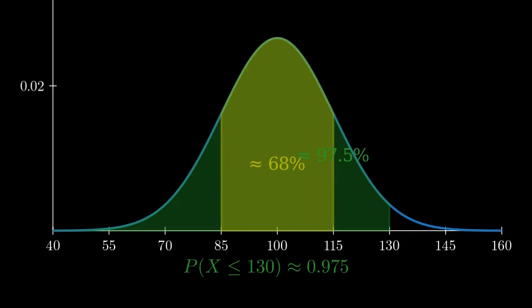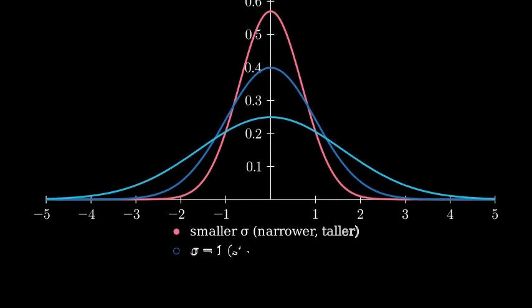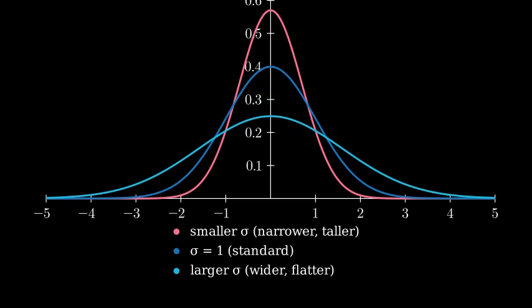Finally, see how mu and sigma change the curve. A larger sigma makes a flatter, wider curve. A smaller sigma makes a taller, narrower curve. Changing mu simply shifts the curve left or right.